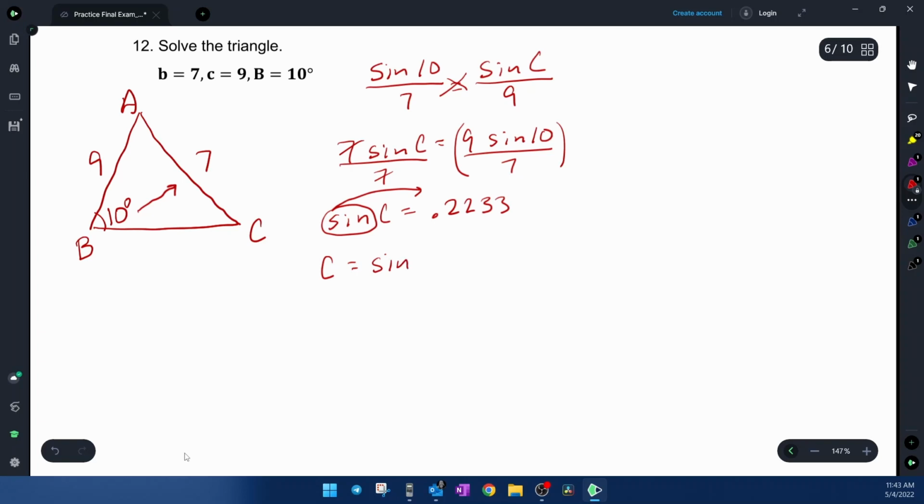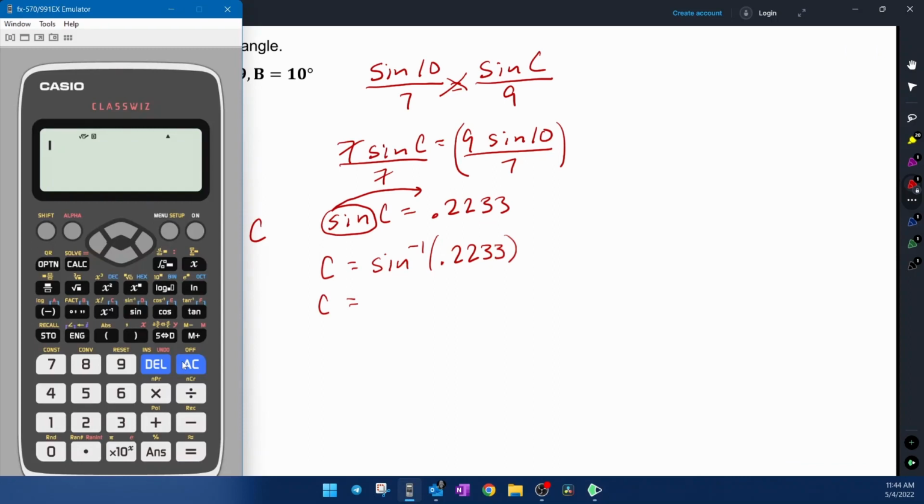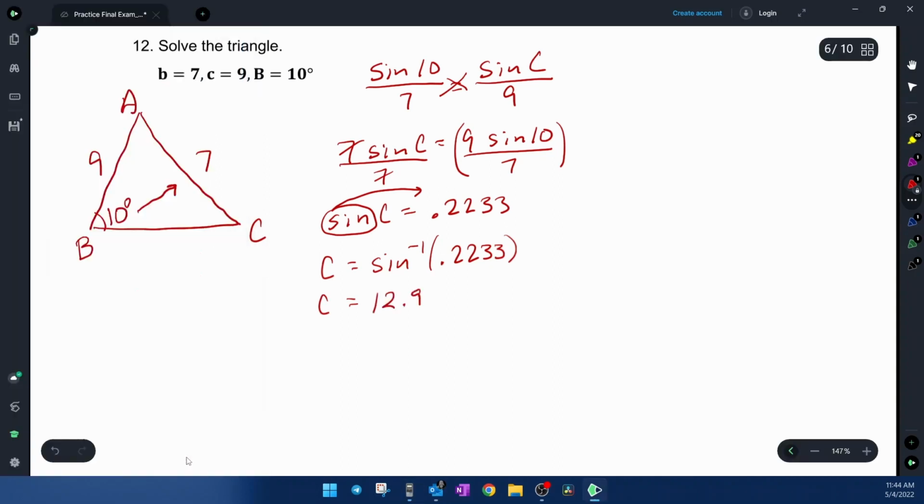And then to finish solving for C, we need to move over the sine. That will turn that into inverse sine of 0.2233. And then we need to input this in our calculator to get our angle for C. So inverse sine, that is shift and sine, 0.2233 works out to be 12.9. Now they do not indicate where to round to, so I'm going to choose to round to the nearest tenth for my angles, and that is 12.9 degrees.